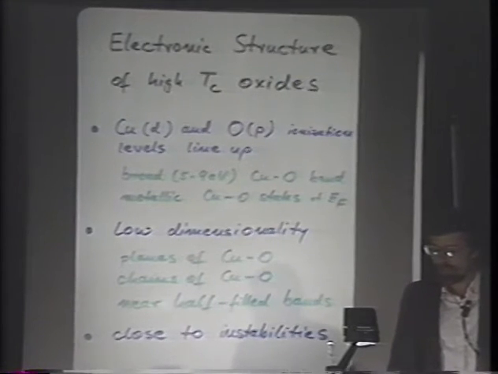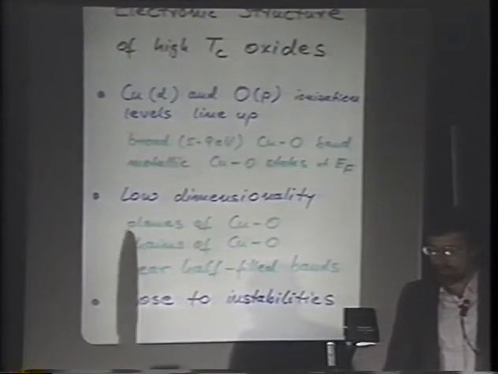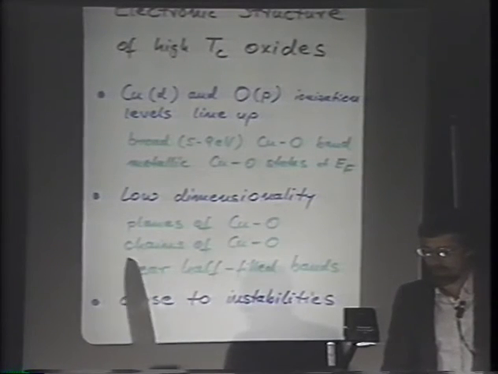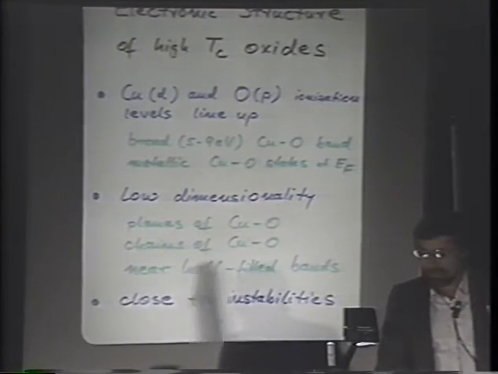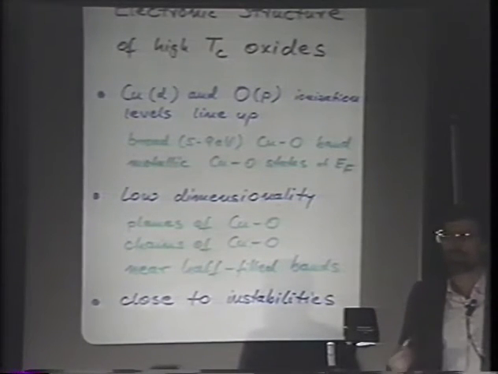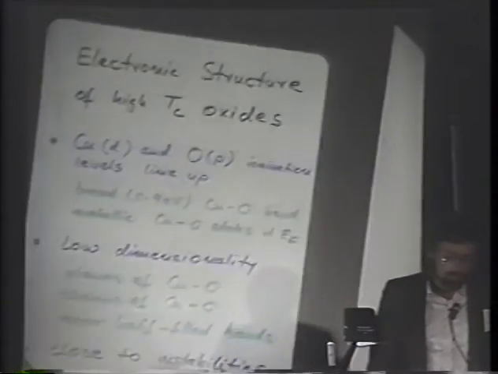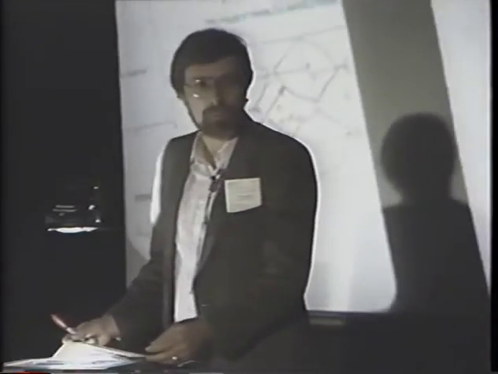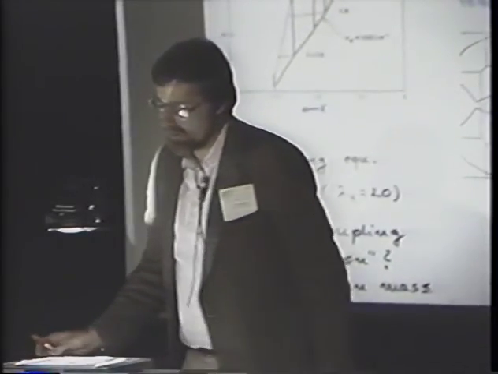The other point is that we have low dimensionality. We have planes of copper-oxygen atoms, and we have chains of copper-oxygen atoms. We have nearly half-filled bands, and this adds to instabilities. So we are close to instabilities. The types of instabilities that can occur I will address in the next two short contributions, which are due to Werner Weber, who addressed the question of coupling to phonons, and to Chandra Varma, Stefan Schmidt-Rink, and Elihu Abrahams, who addressed the coupling to excitons.